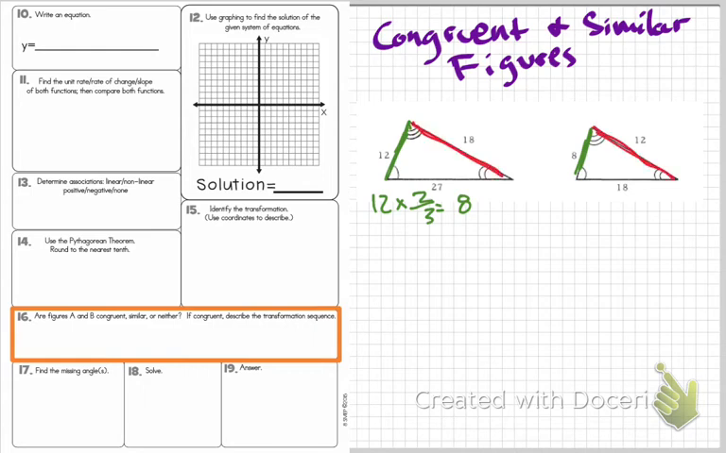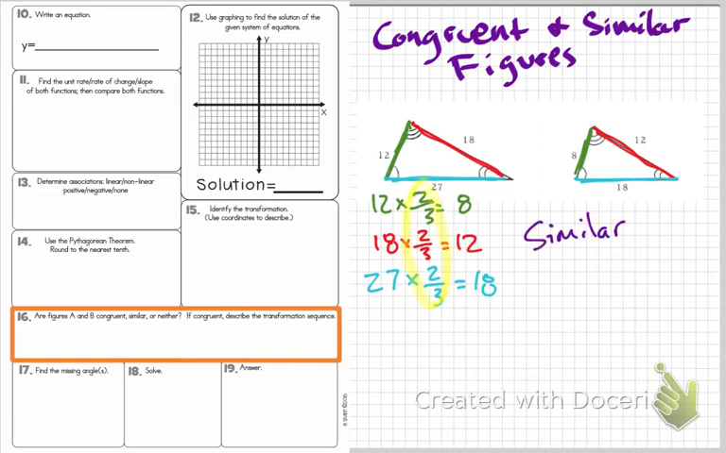So I can do my next side. I'll do 18 and 12, compare that, and 18 times 2/3 does equal 12. And my final side, 27 and 18, or 27 times 2/3 does in fact equal 18. So these are what we would call similar shapes.